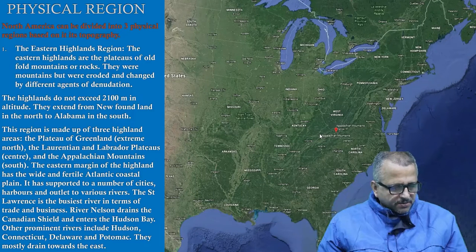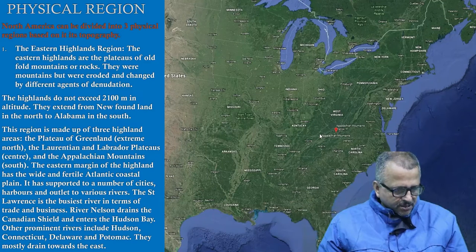The region is made up of three highlands. There is the plateau of Greenland, which is extreme in the north, and the Livingston Mountain and Labrador plateaus are in the center, and the Appalachian Mountain in the south. This Eastern Mountain region contains all the areas of this region.